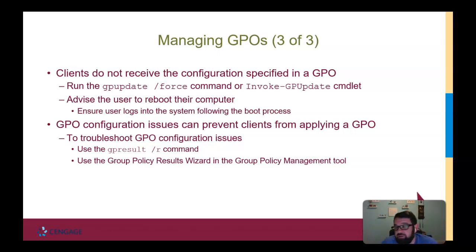And then GPO configuration issues can prevent clients from applying a GPO. So how you can troubleshoot that is there is the gpresult /r command. This is going to give you a readout of all of the GPOs that are being applied and if there are any issues with them. And then you can use the Group Policy Results Wizard in the Group Policy Management tool as well to check on GPOs.